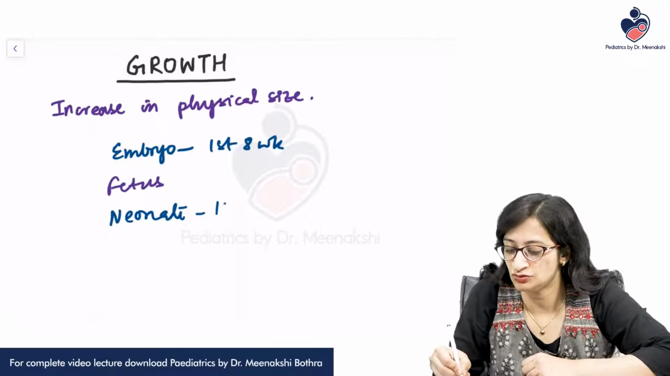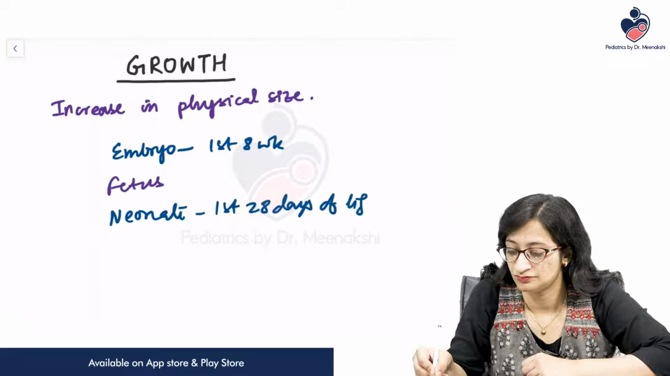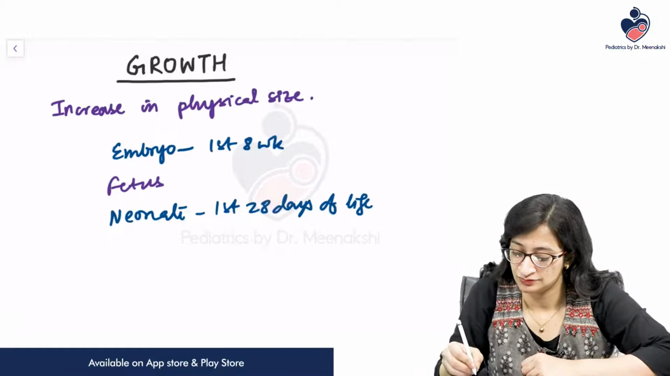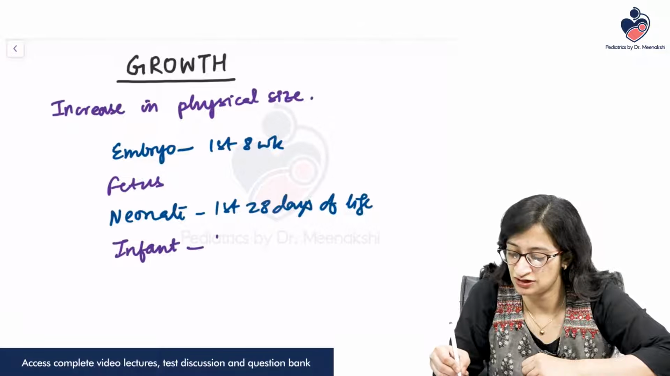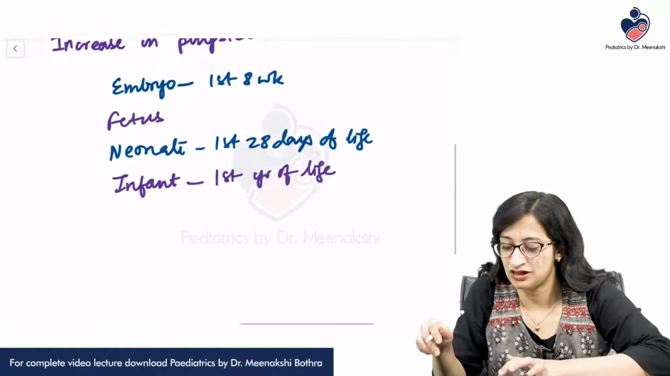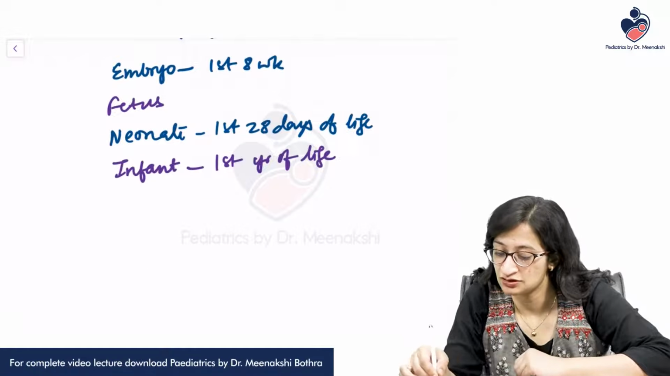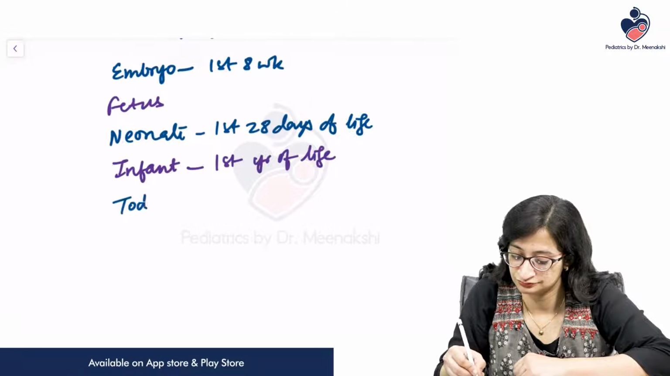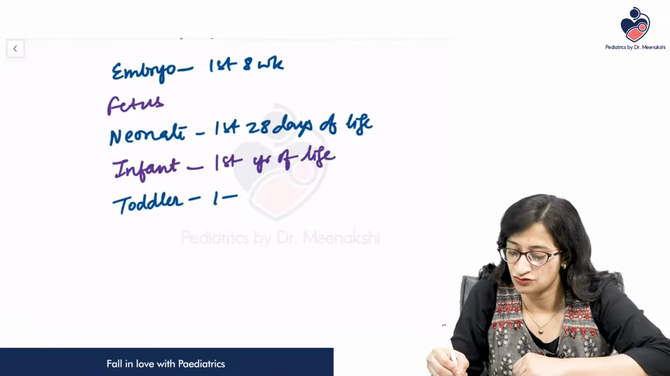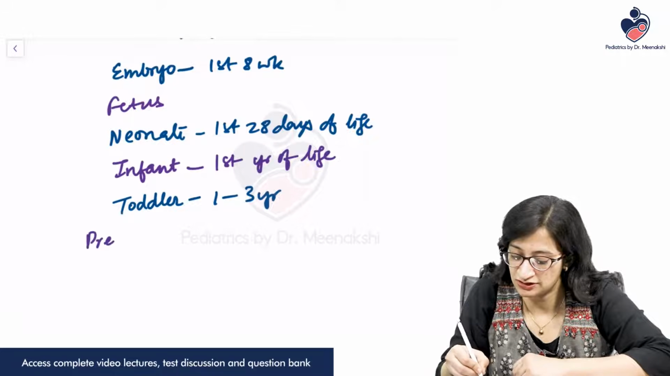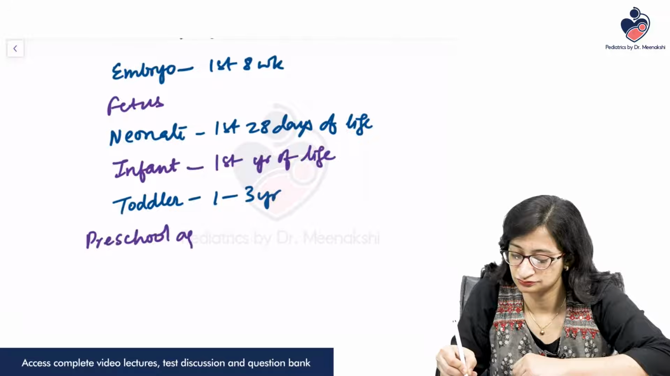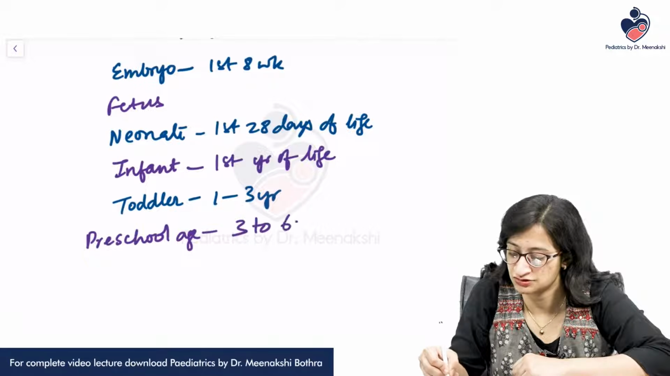So neonatal period we know is the first 28 days of life. Then comes the infant. So infancy is the first year of life. Then comes the toddler. Okay, so the toddler is from 1 to 3 years of life, right? Then comes the preschool age, 3 to 6 years.